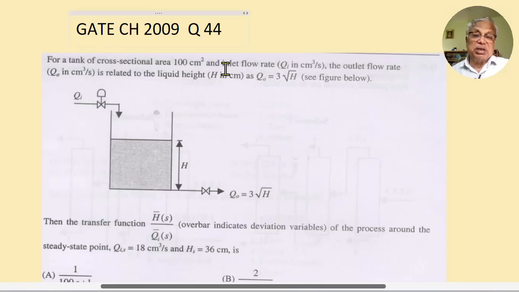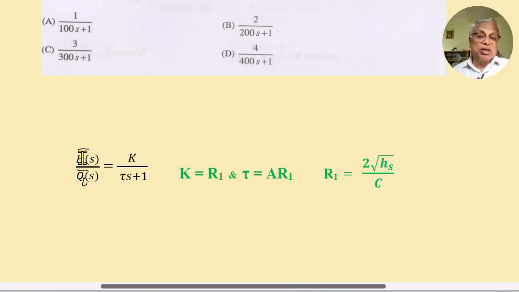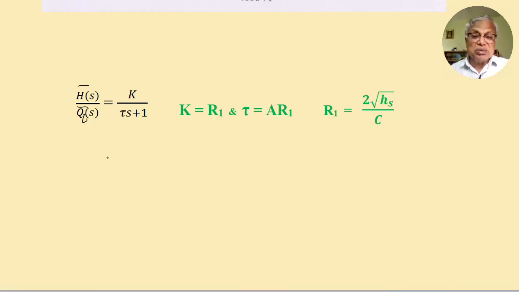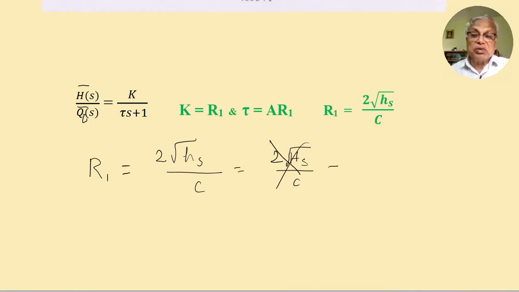The question seems to be very big, but let's see the solution. The solution is also big. Simple, we need this, that's all. So let us evaluate what R1 is. R1 equals 2 into root of HS by C. In this case, he has used capital H only, capital HS. Doesn't matter. We'll use small h's. Only the value matters for us.